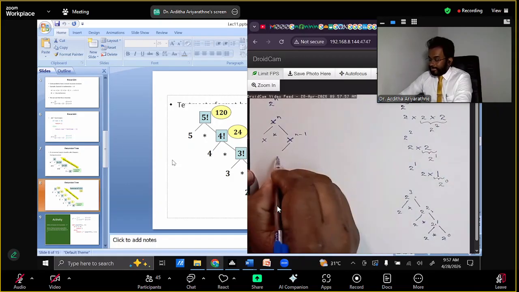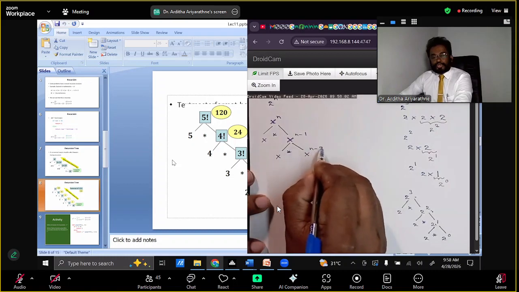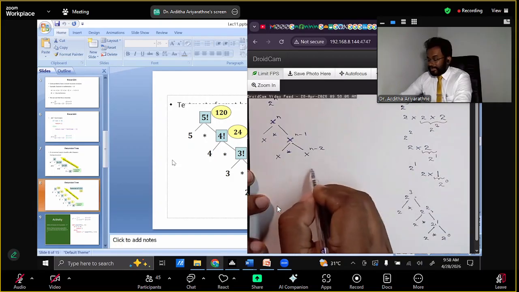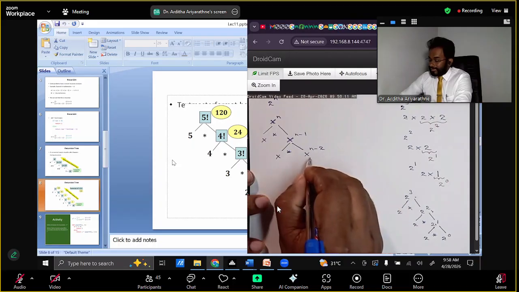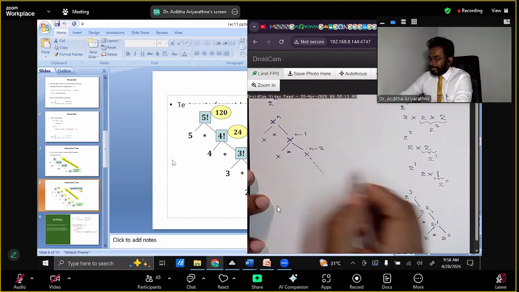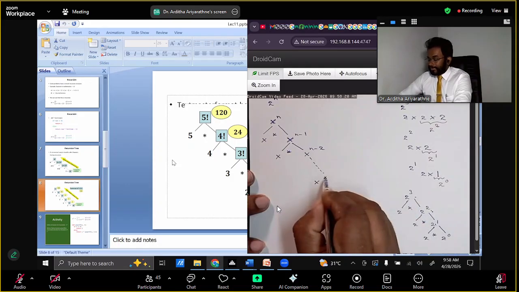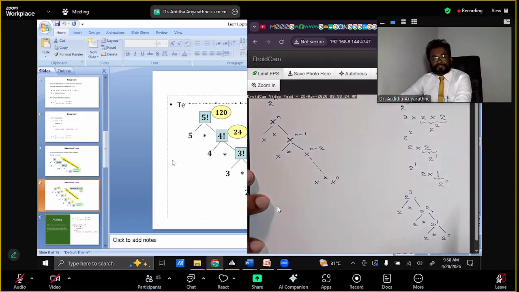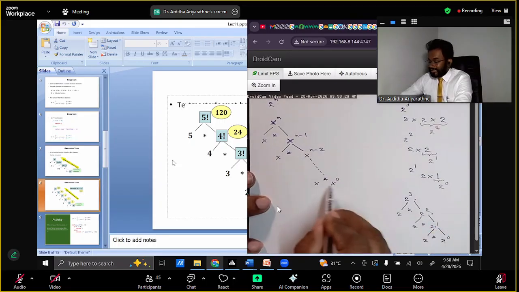Then again x multiplied by x to the power of n minus 2. In the next round, x multiplied by x to the power of n minus 3. Likewise, this can continue up to x multiplied by x to the power of 0. X to the power of 0, so this is the basic level.